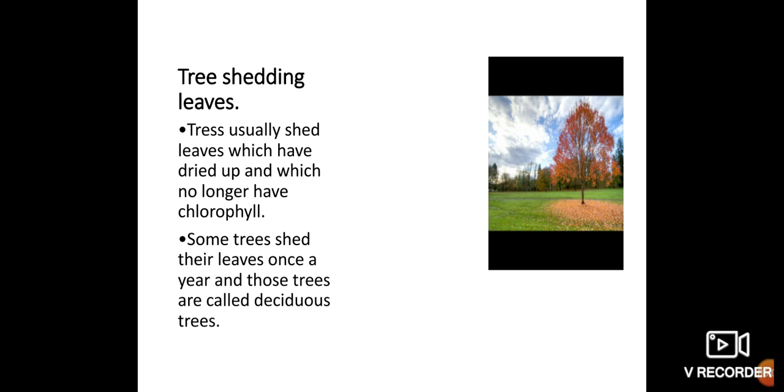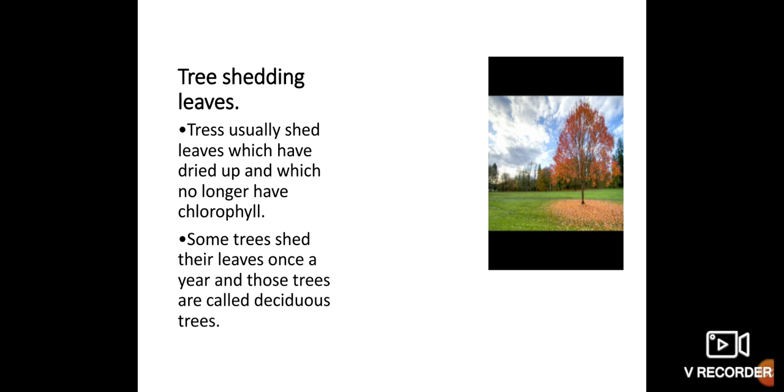Why does it get dried up? Because of the weather changes. And when the chlorophyll gets dried up, the color of the leaf starts changing. And when the leaf has become brown in color, it starts falling off from the tree or from the plant.